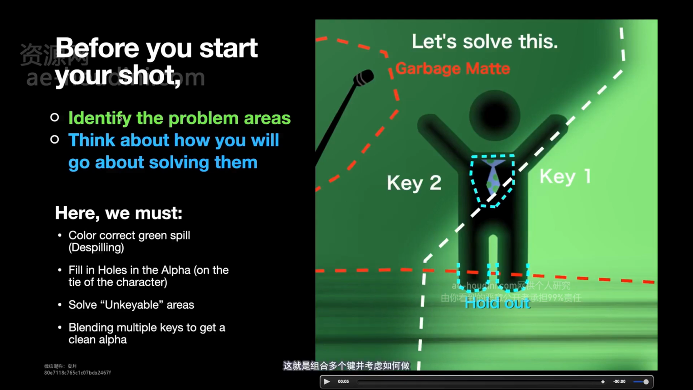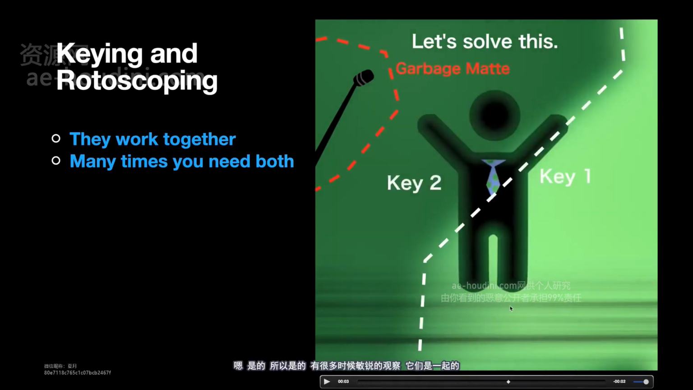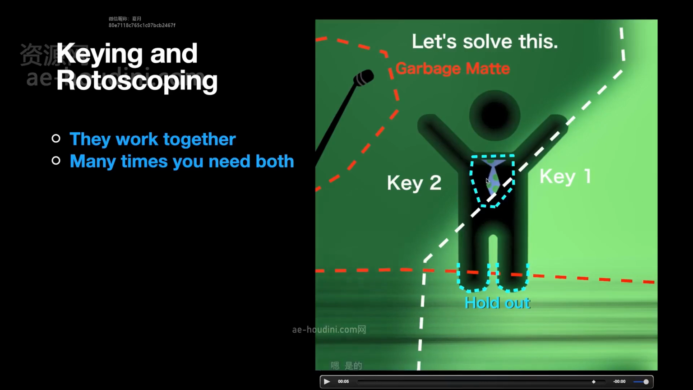So that's combining multiple keyers and thinking about how we're going to do this. A lot of times keying and rotoscoping go together. It's not just one or the other. They're both trying to achieve the same result, which is getting a clean alpha channel to define what part of the image we're going to keep or remove.